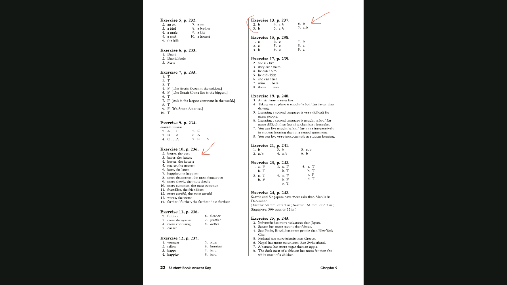So number 4, can I use both? No, number 4 is B. Oh, wait a second. I was looking at exercise 15. I was like, nope, it's B. And I even circled it here and I still missed it. Okay. Yes, number 4, you can do both. That's correct, distance.